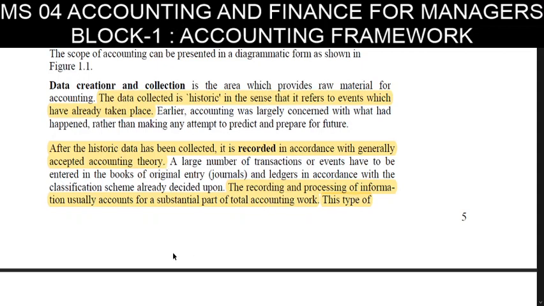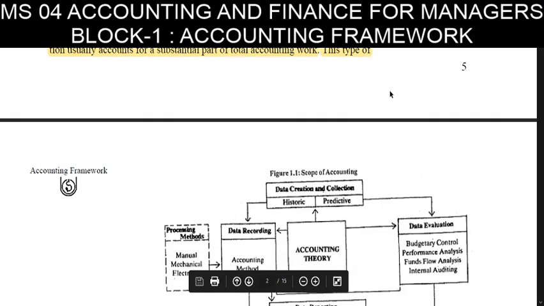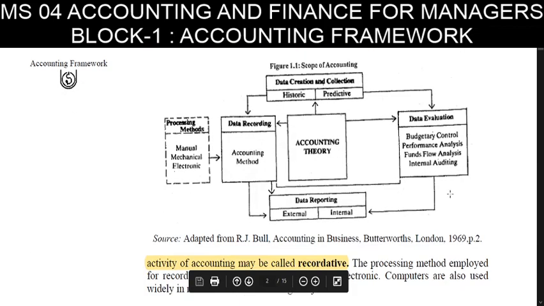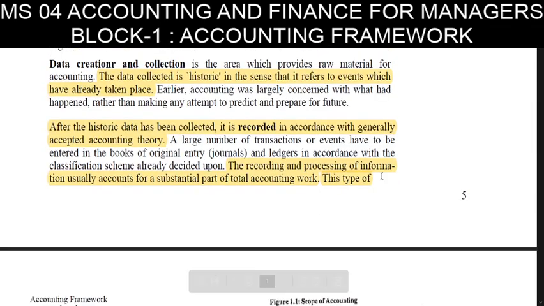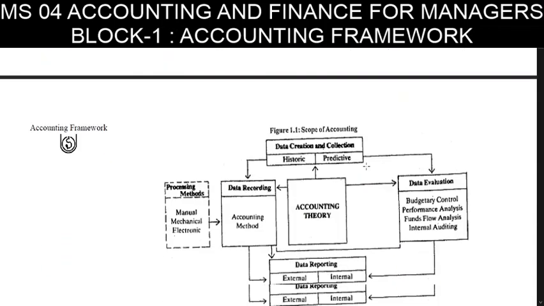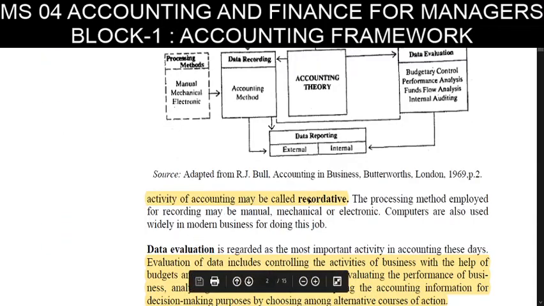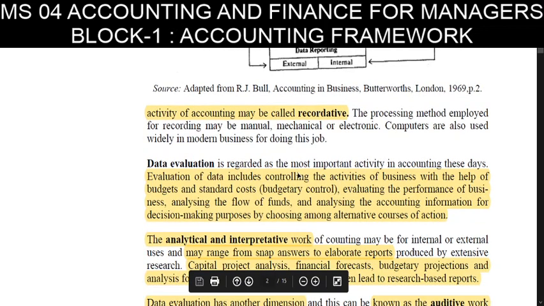The recording and processing of information usually accounts for substantial part of total accounting work. We'll come to this diagram later because as we go on reading the scope of accounting, this diagram will be understood automatically. This type of activity of accounting may be called recordative accounting. The next area which accounting covers is data evaluation.